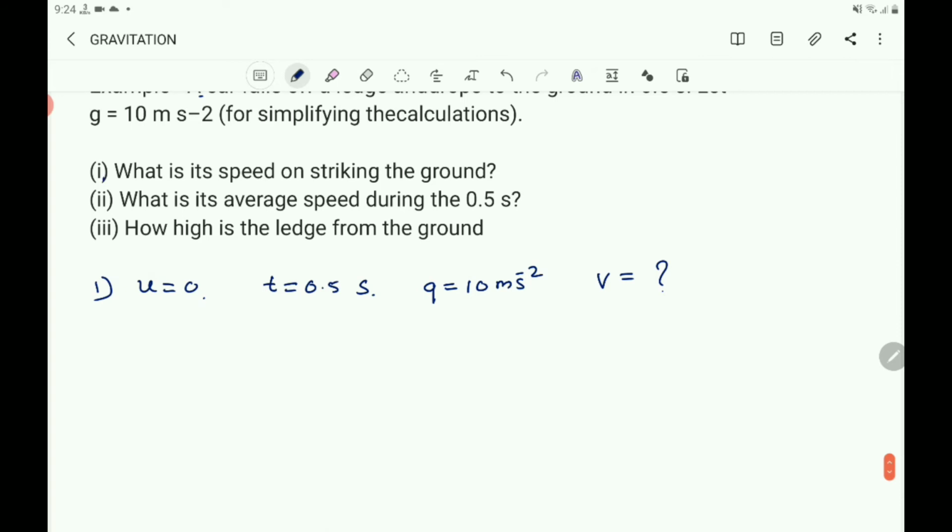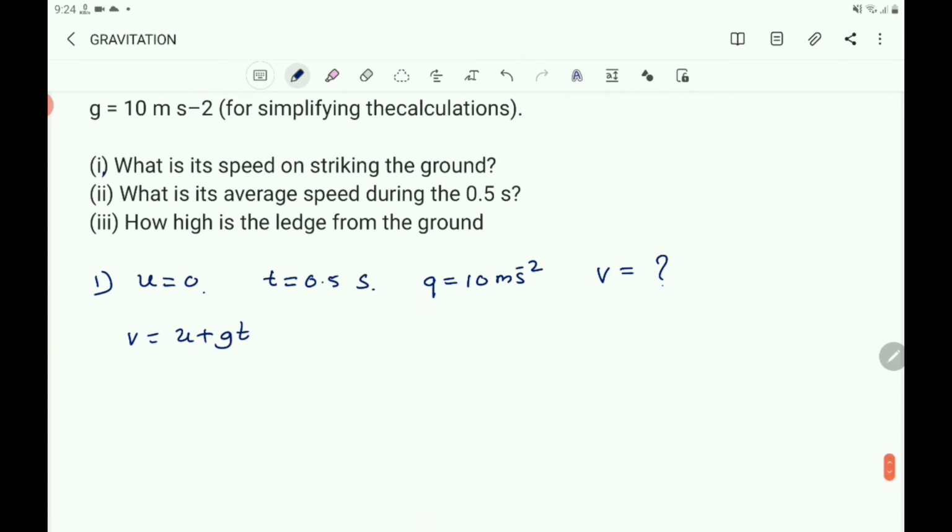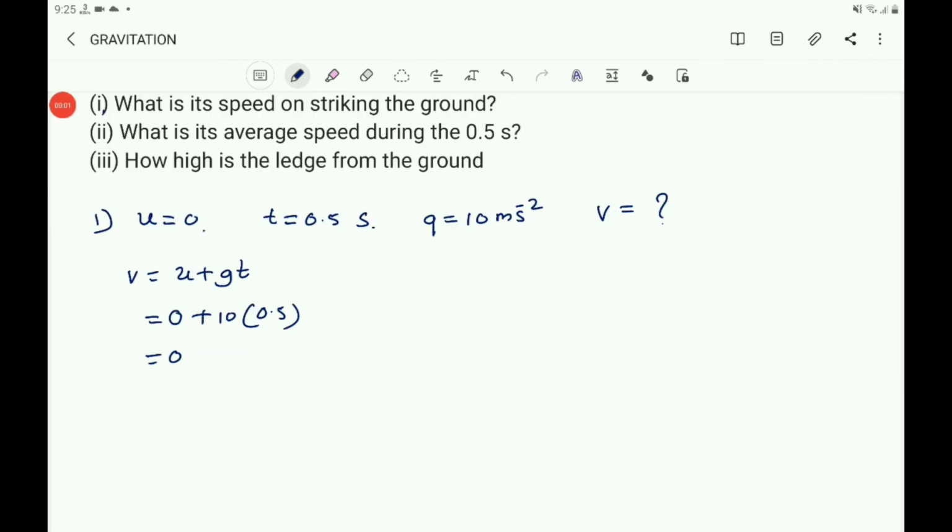Then you write the formula, v equals u plus gt. U is 0, the initial velocity is 0, plus g is 10 and t is 0.5. So then 10 fives are 50, that is 5.0.